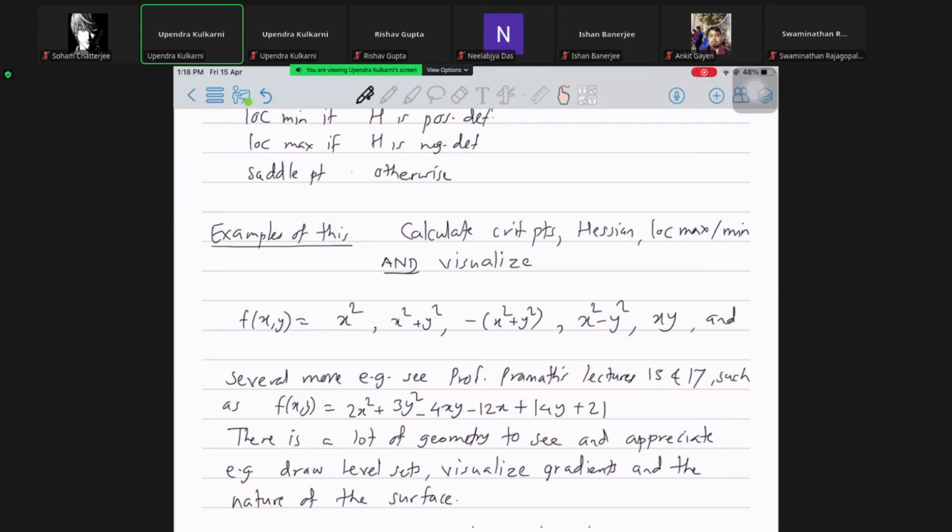What happens if I cut this graph along, if I just set y equal to 0, I look at only the values of this function when y is equal to 0. Then what is the graph? What is z then? Z is just x square, no? Which is a parabola.